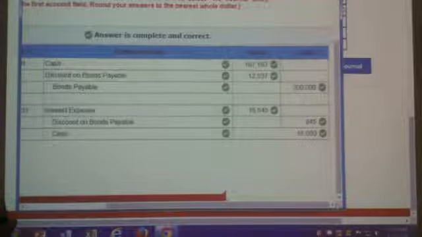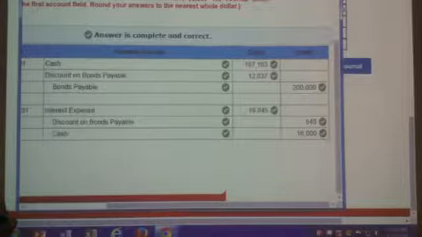Okay, so if we check our work, as you can see, it's all complete and correct. Move on to question 4.